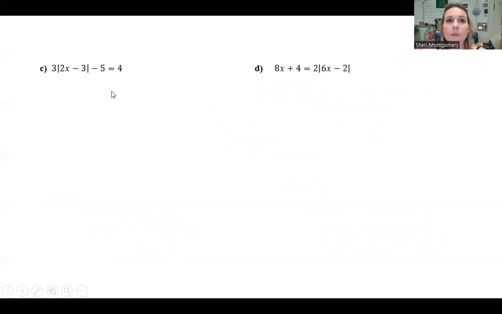Let's do the next one. Is this absolute value by itself? No. So this is when we have to do PEMDAS in reverse. You have to work backwards. You always have to take care of the addition and subtraction first. So we will add 5. And then what? Divide by 3. We need to get rid of that 3.